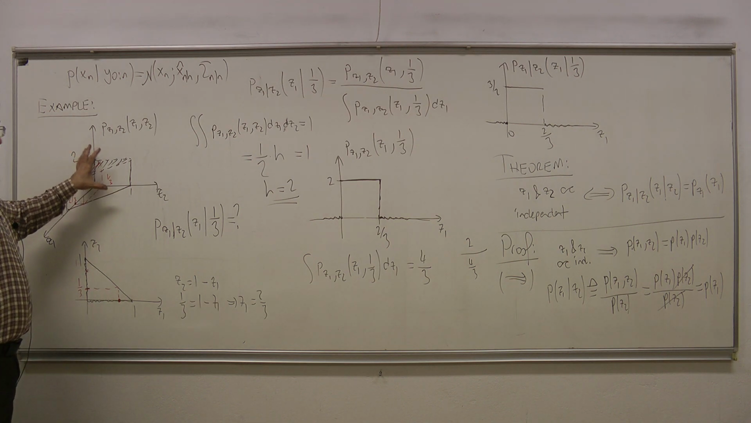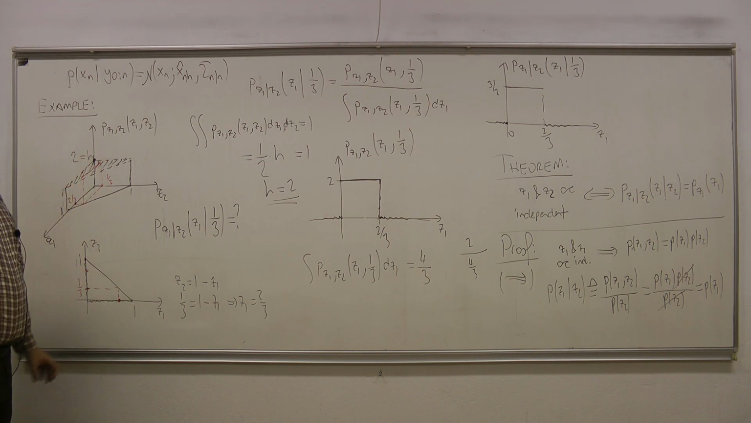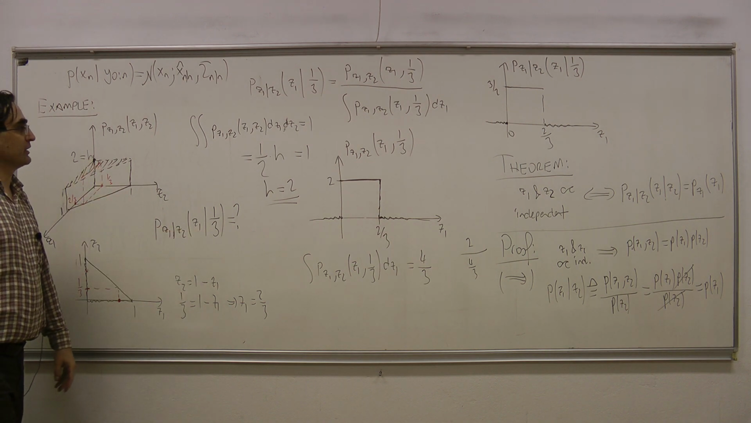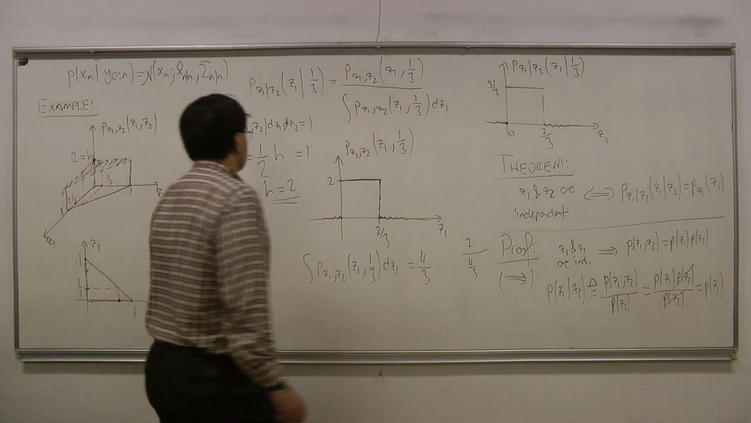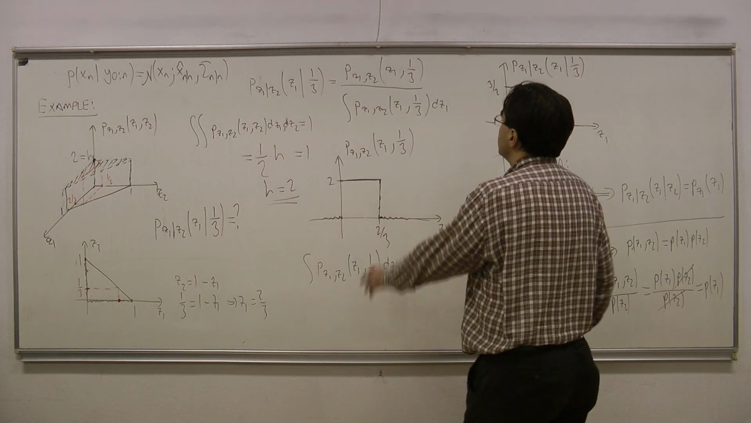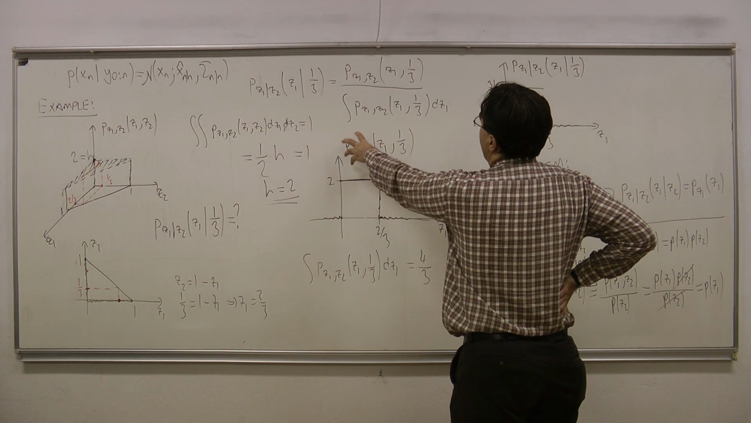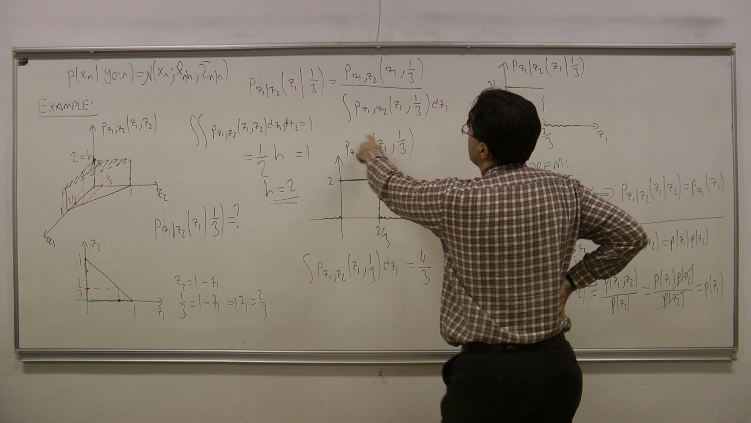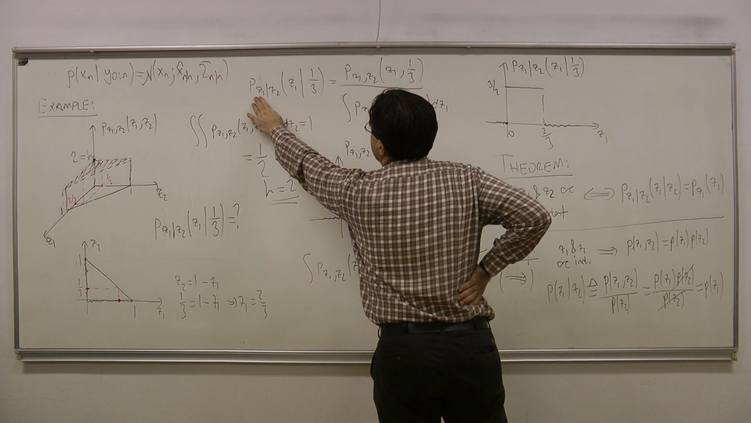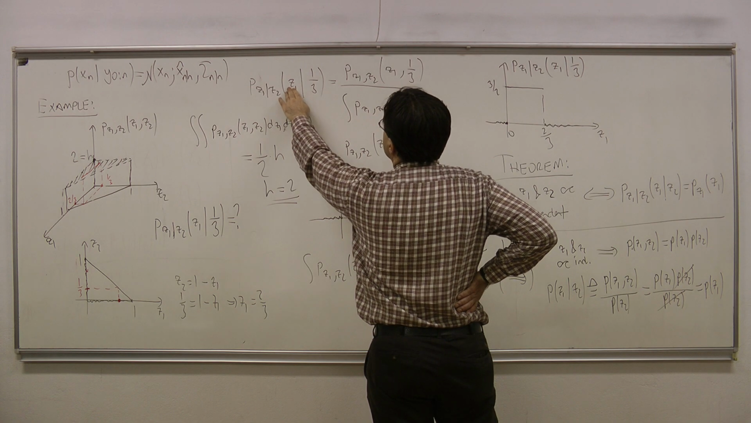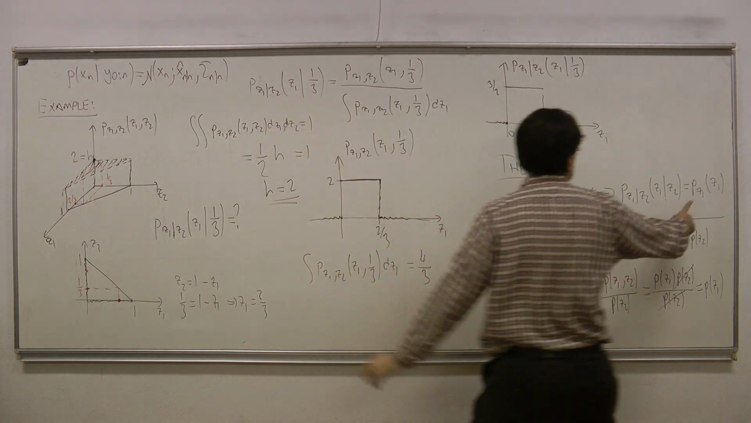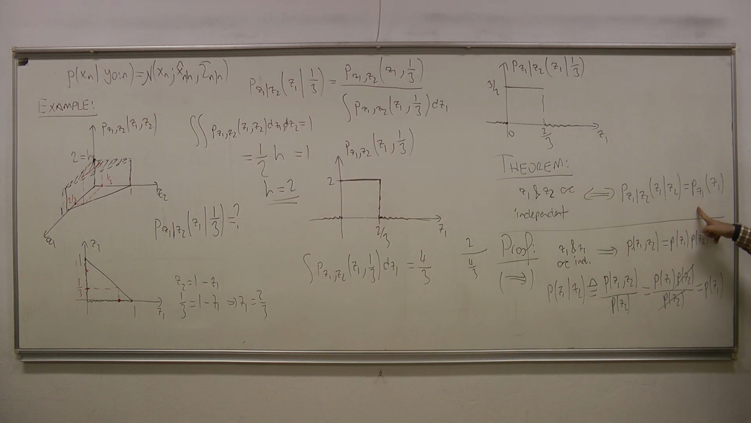So do you think, in this example case, I can remove this conditioning? So do you think P(Z1 | Z2) is equal to this marginal distribution?